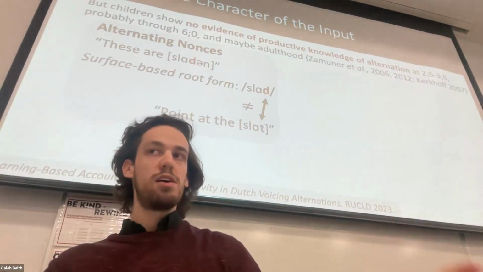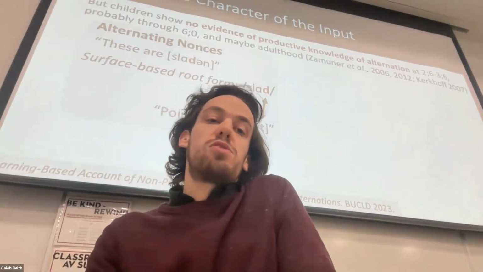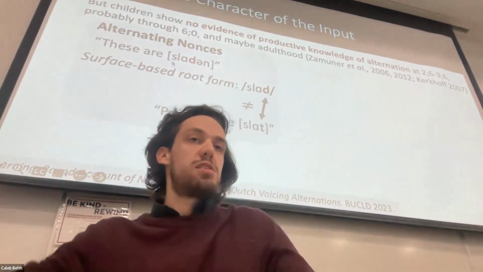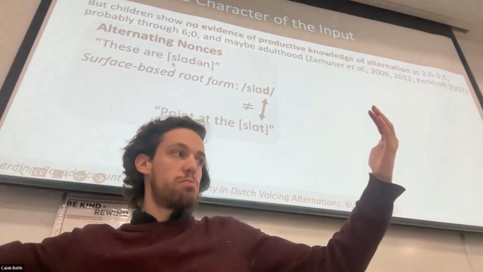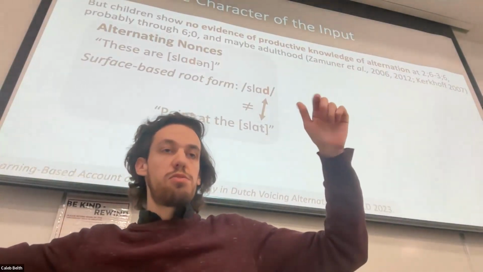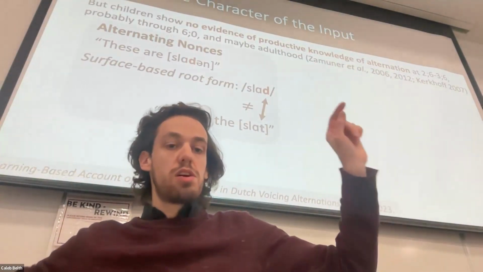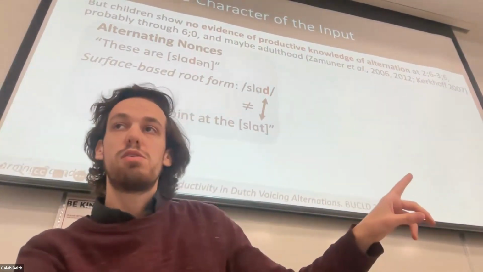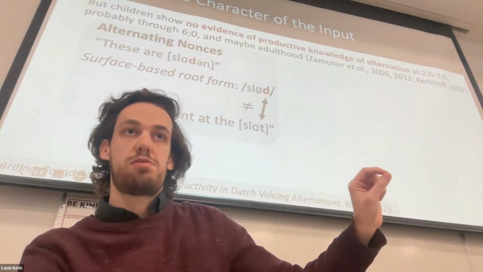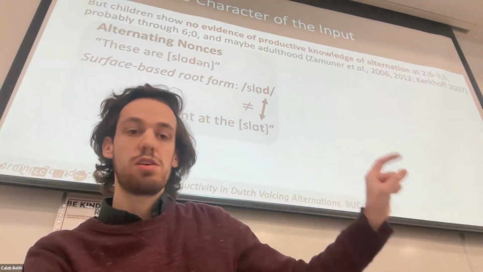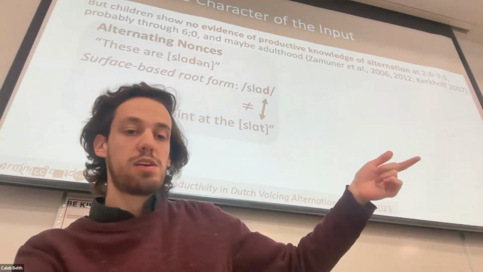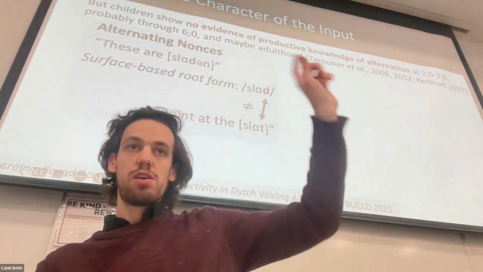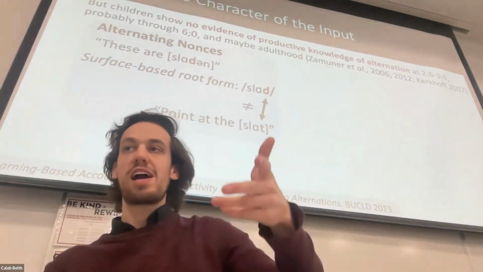All right, so here's an example. The experimenter might present a picture of some nonce object in plural form, so multiple of the nonce object, and say, these are slawden, some nonce plural. In which case, the surface-based root form would be slawd with a voiced stop in final position. And then the child is given 3 images. One is the singular of the plural they just heard. The other is the plural repeated, and the third is a distractor.